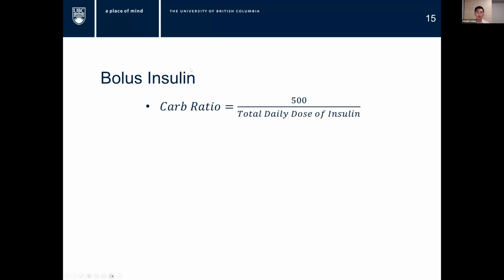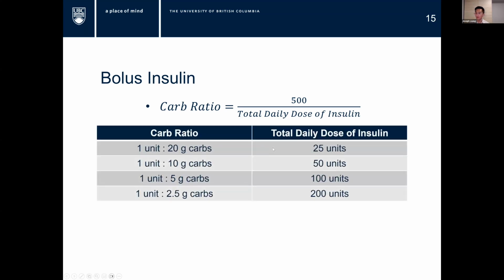So what I want to do is show you an example of the algebra with this equation. Let's say an individual's total daily dose of insulin is 25 units. So 500 divided by 25 tells you that their carb ratio is 20. Or if their total daily dose of insulin is 100, so you add up all the basal, all the bolus insulin, all the insulin that they're using in a whole day, and it's 100 units of insulin, well, 500 divided by 100 is 5. So that tells you that the carb ratio is 5, or 5 grams.